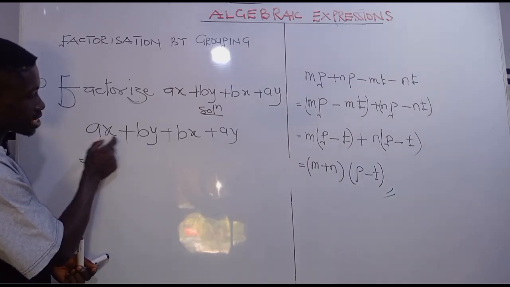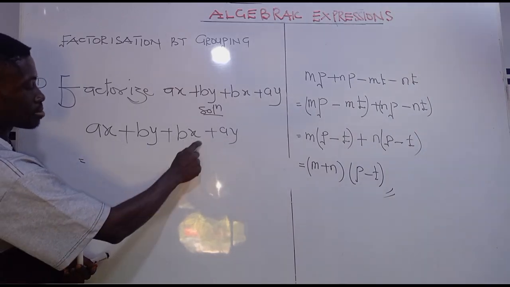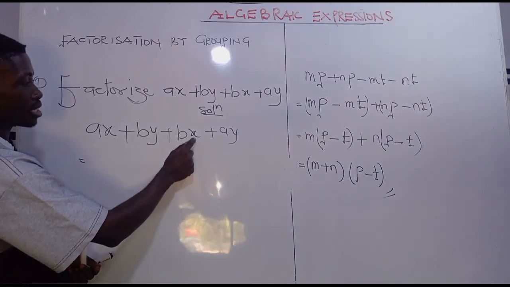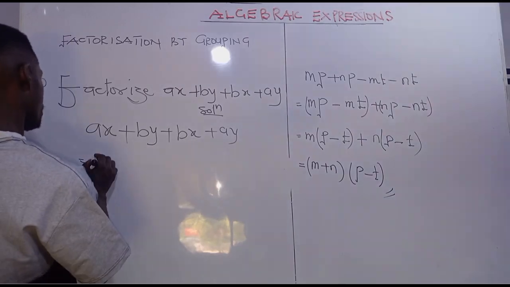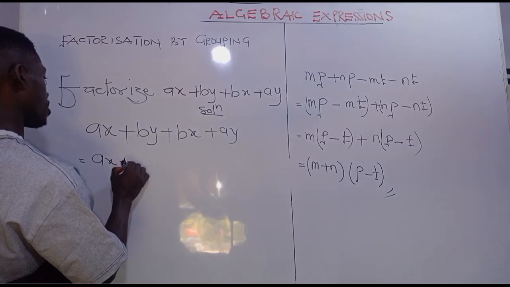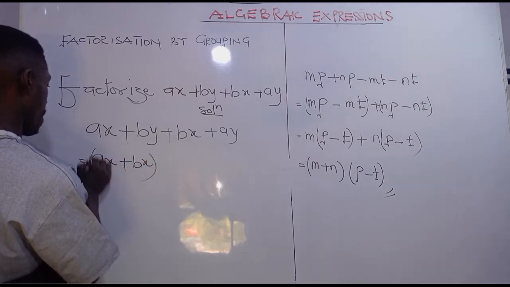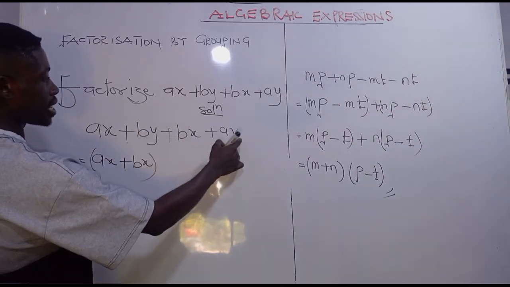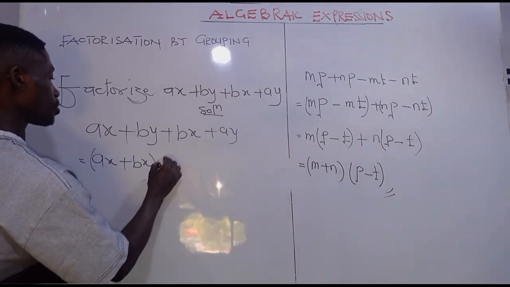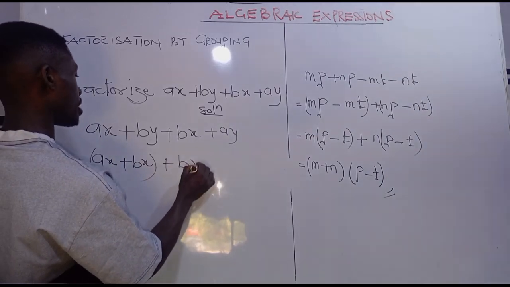So we have ax, bx. These two terms have a common variable, which is what? x and x. So we have ax plus bx. Then we have ay and by. y is common to them, so we can group those terms also.